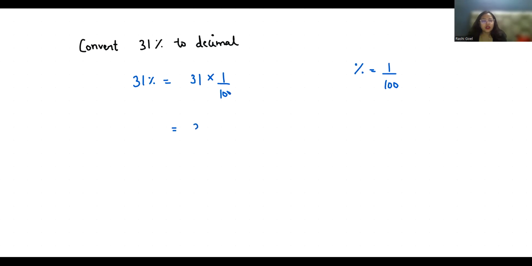Now to convert into decimal, if there are two zeros with 1 in the denominator, you can easily write the decimal point two places before, because there are two zeros. So 3, 1, and 1 place, 2 place, and here is the decimal. If there is no digit before that, we write 0. So 31% in terms of decimal is 0.31.